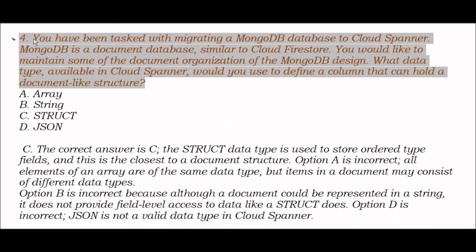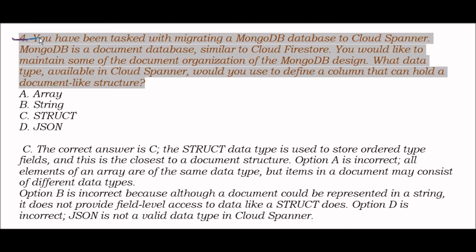Next question. You have been tasked with migrating a MongoDB database to Cloud Spanner. MongoDB is a document database similar to Cloud Firestore. You would like to maintain some of the document organization of the MongoDB design. What data type available in Cloud Spanner would you use to define a column that can hold a document like a structure? Option A, array.